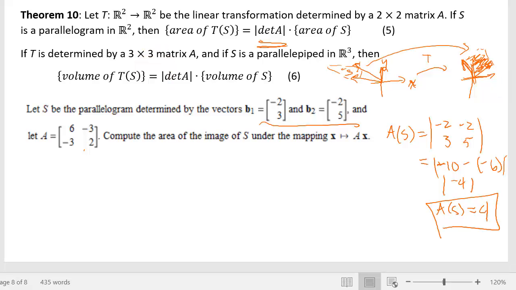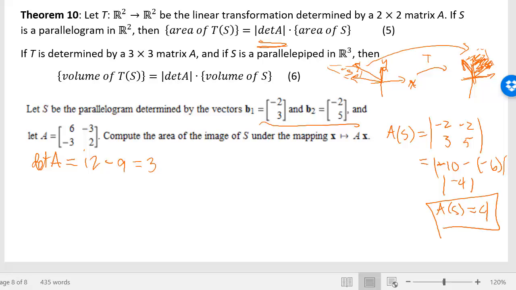Now let's find the determinant of A. So the determinant of A is going to equal 12 minus positive 9. So that's 12 minus 9. That gives us 3.